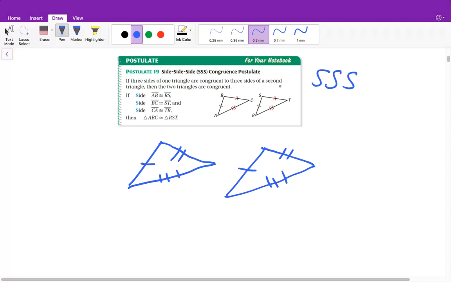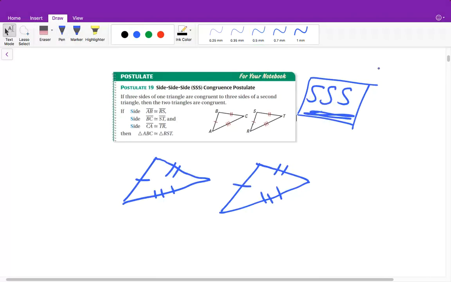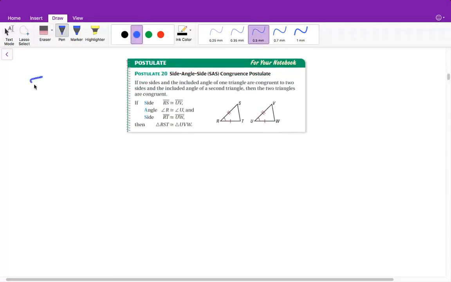So now we don't have to show all the angles are congruent. If we can show that all 3 sides are congruent, then through the side, side, side postulate, we know 100% that they are congruent. All right, so that is the first one, side, side, side. We're going to talk about these first, and then at the end, there are going to be some problems that we'll go through and answer all at once. We're not going to go through individual problems as we go. We're just going to wait until the end.